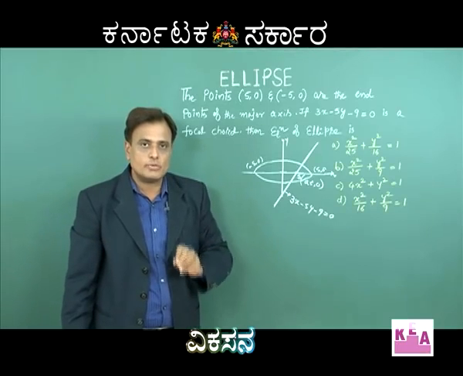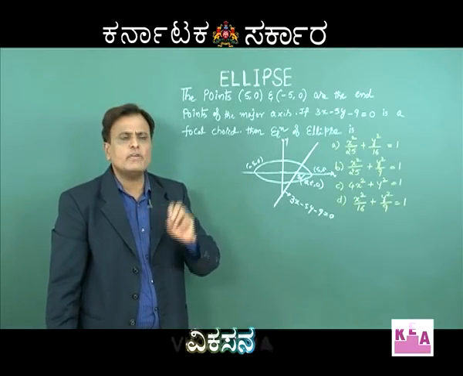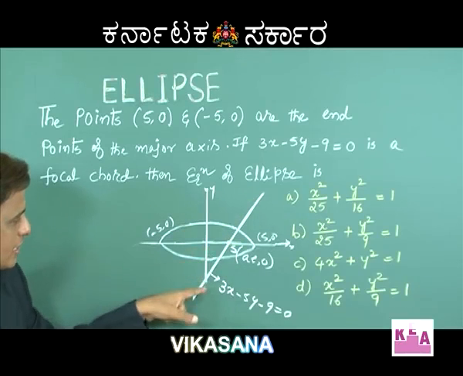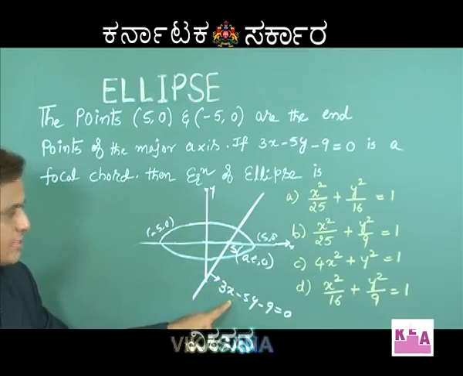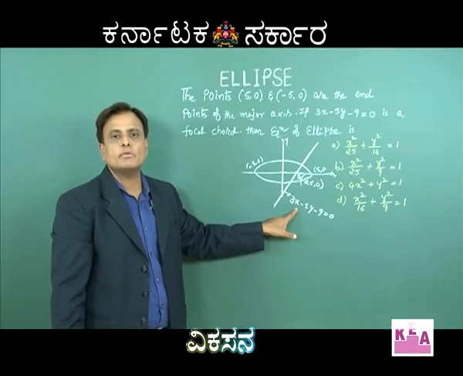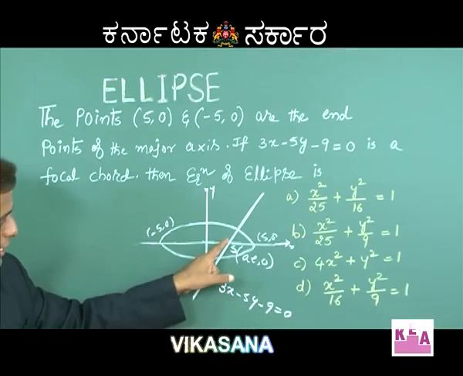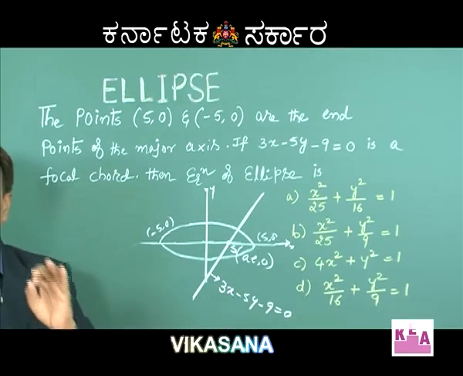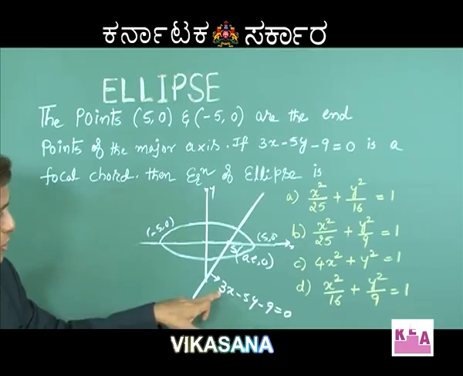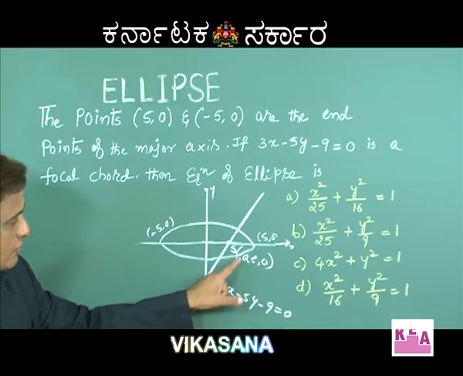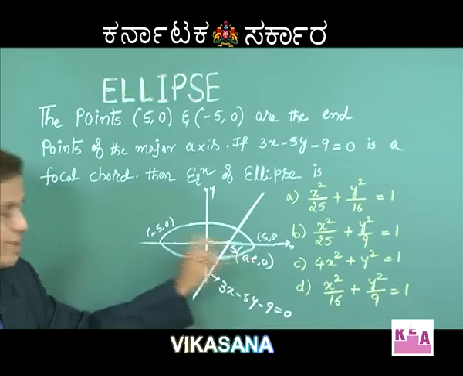Dear students, observe this small technique. Now we work on a shortcut only. Since the focus lies on this line, the coordinates of the focus always satisfy it. Are you getting my point? I hope you understand this. Again I repeat: the focus lies on the line whose equation is 3x - 5y - 9 = 0. That means the coordinates of the focus must satisfy this. But to satisfy it, we are not aware of the value of ae.